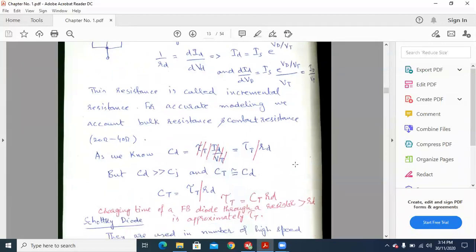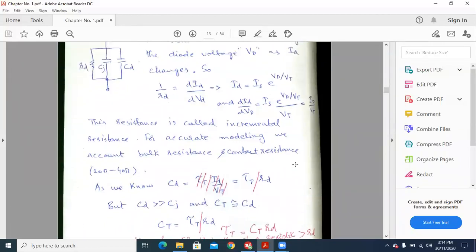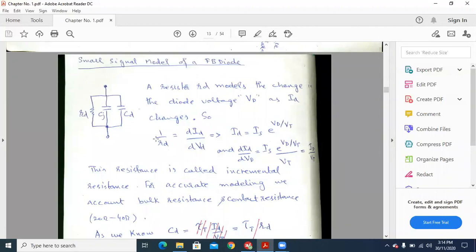So we can substitute the value of these capacitances CJ and CD and RD in this model, and this is in fact the behavior model of the diode. So that is important when you have the small signal analysis. You can use this model for circuit analysis.